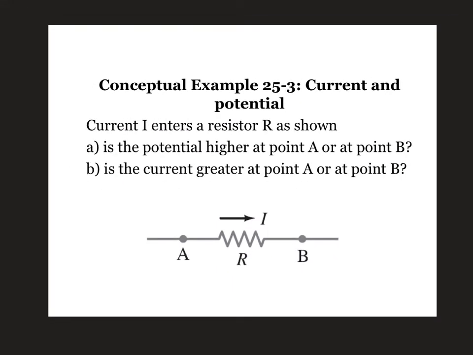Okay, so this one, the question asks you to find whether the potential is higher at point A or point B. They already give you the flow of current, which means we already know the flow of current is always from positive to negative, therefore higher is going to be at point A. And what about the current, is it greater at point A or point B? Like I mentioned before, current follows the concept of conservation of charge, which means the flow of current is always constant from A to B. Therefore the current will be the same value at A and B.